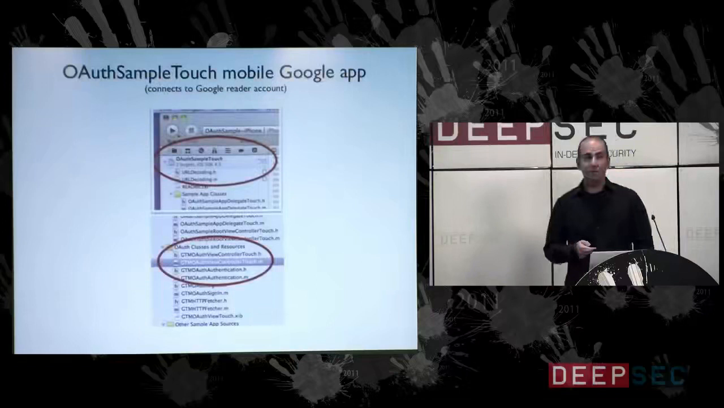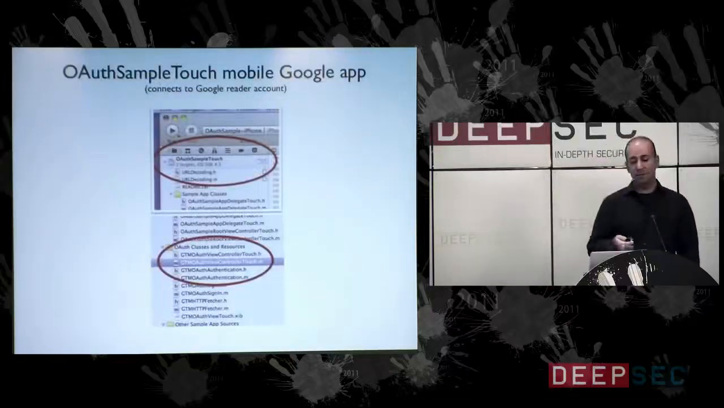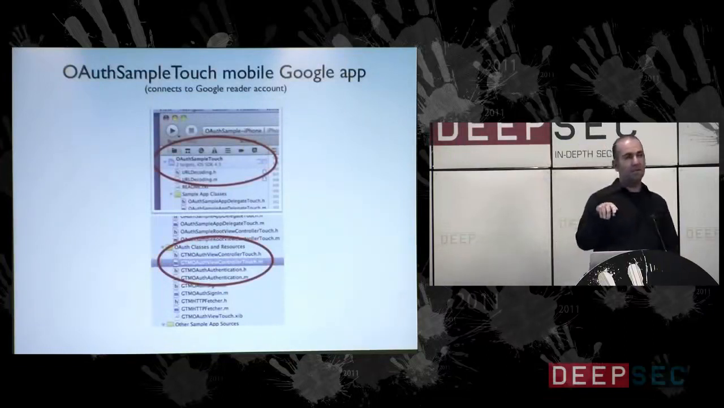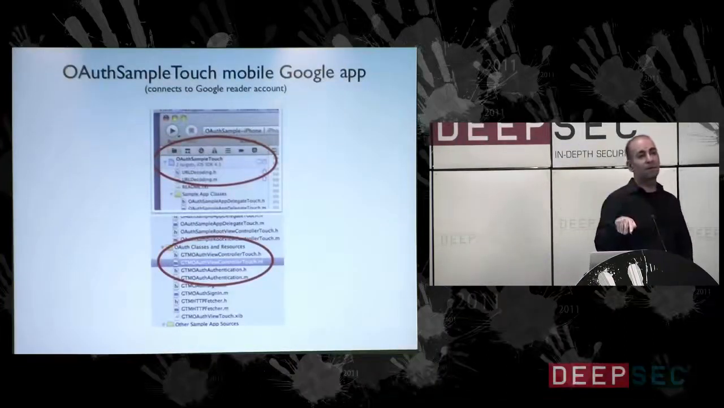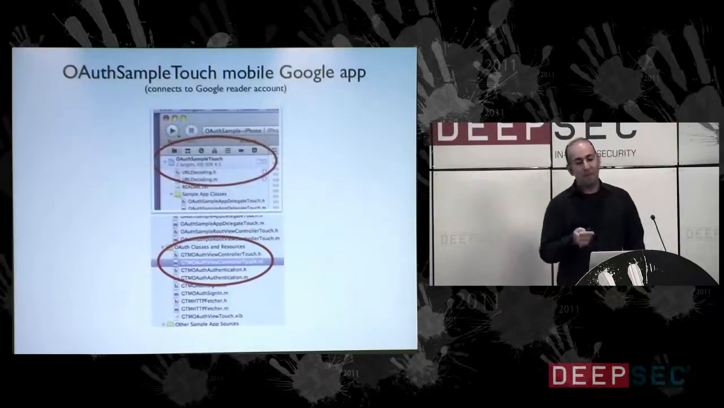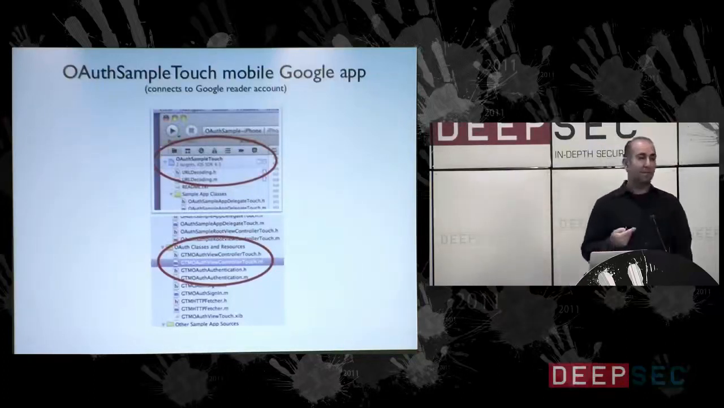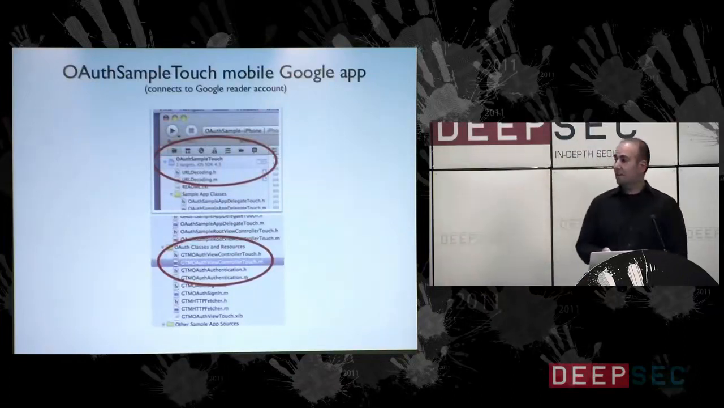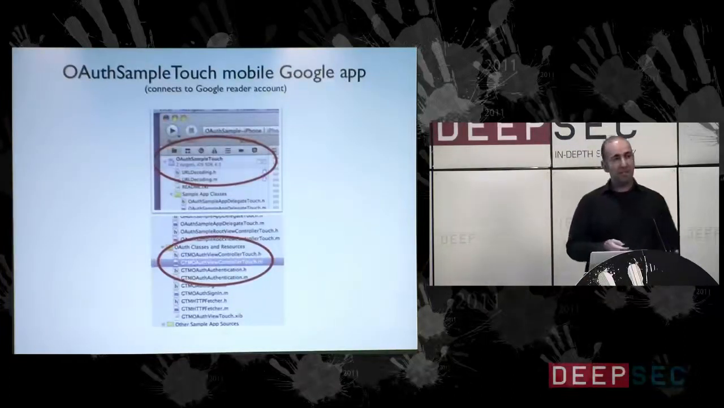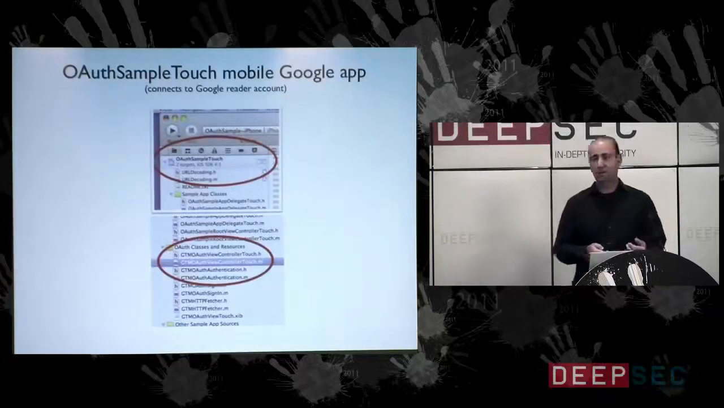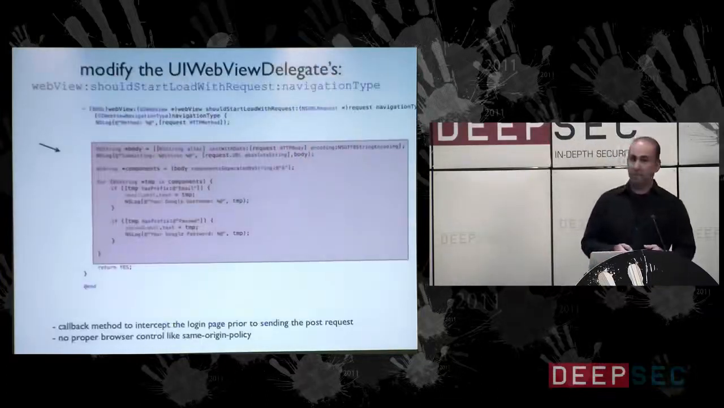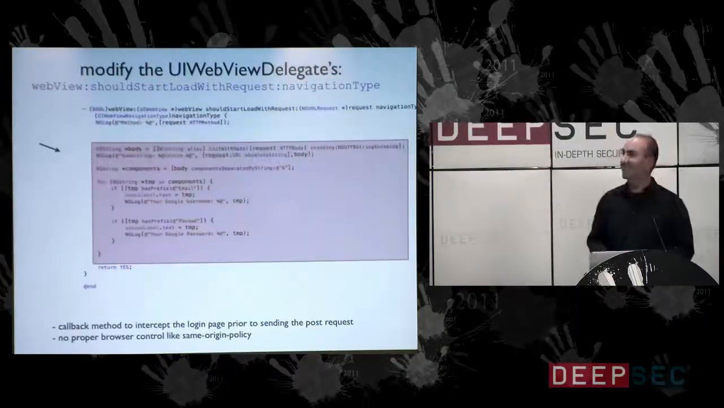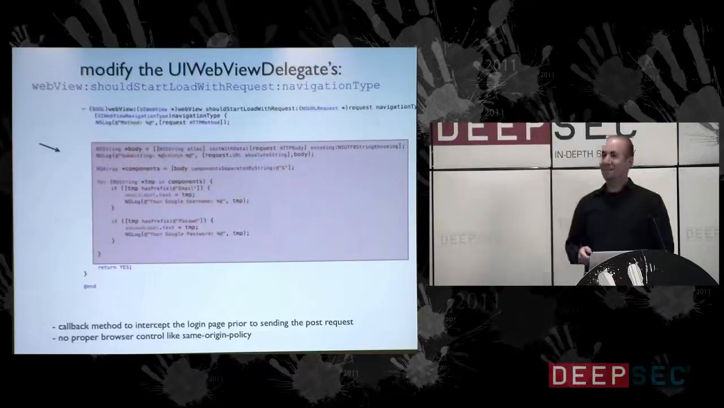So the first thing we do, instead of building the app from scratch, we basically go to Google's website, and this app is available for both OAuth 1.0 and 2.0. So we download the OAuth Sample Touch mobile application, which is basically a sample app that connects to your Google Reader account. We go in the main controller class that deals with all the delegation and all the UI web view context, and make some changes. I'm assuming everyone here has 20/20 vision, so you can probably read it. If you can't, you probably want to come to the front.